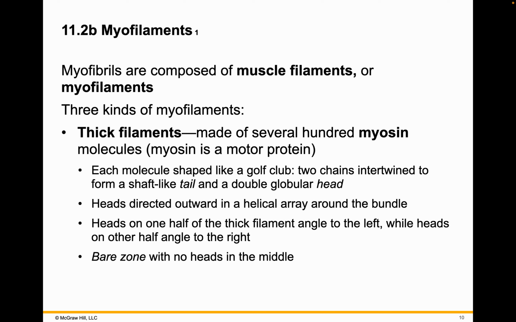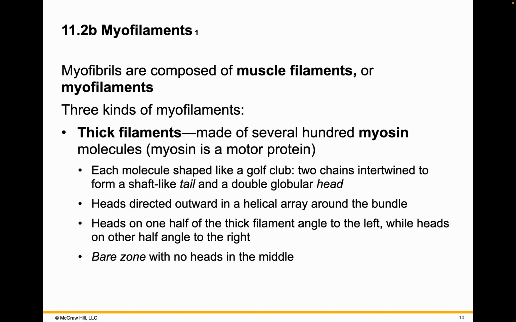Myofibrils are the muscle filaments or myofilaments. There are three kinds of filaments. The thick filaments are made of several hundred myosin molecules. Myosin, remember, is a motor protein. Each molecule is shaped like a golf club. Two chains intertwine to form a shaft-like tail and a double globular head.